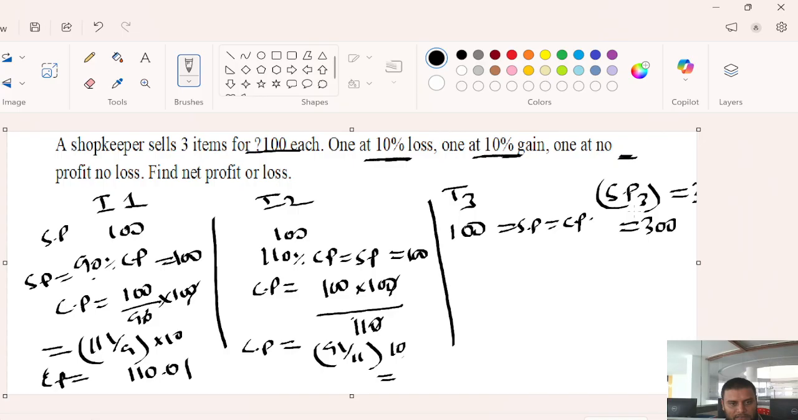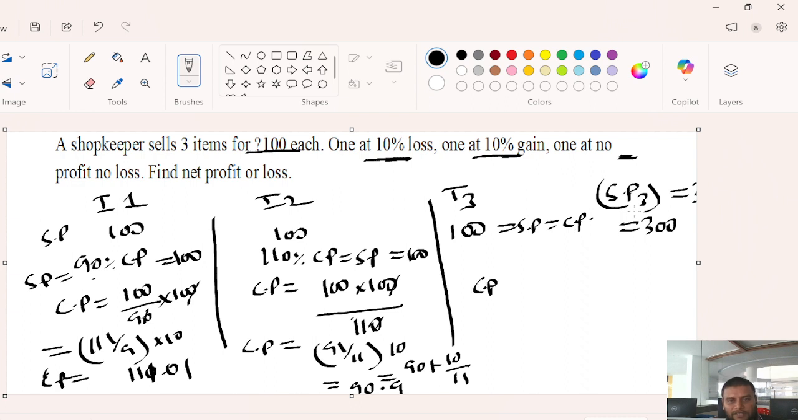This will become 90 plus 10 by 11, guys. 10 by 11 is nothing but 0.9, so it's 90.9. And another article's cost price is 100 rupees.